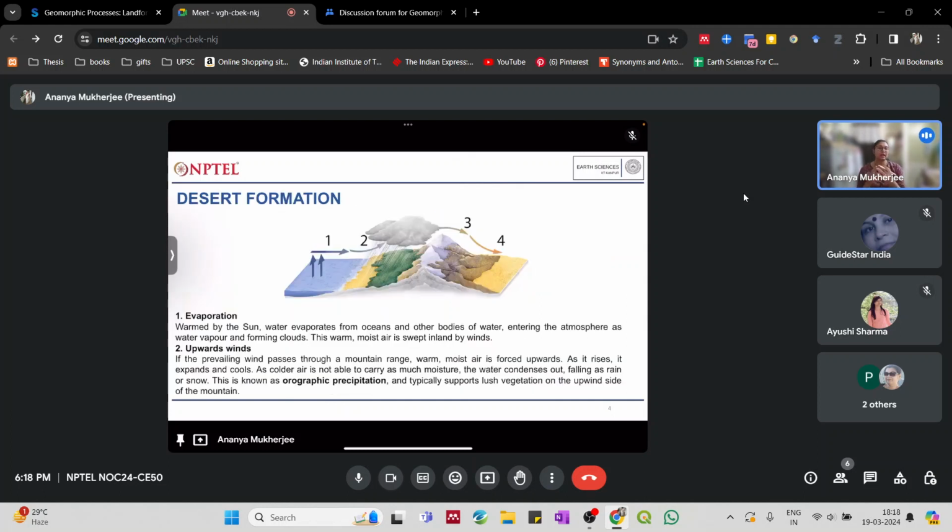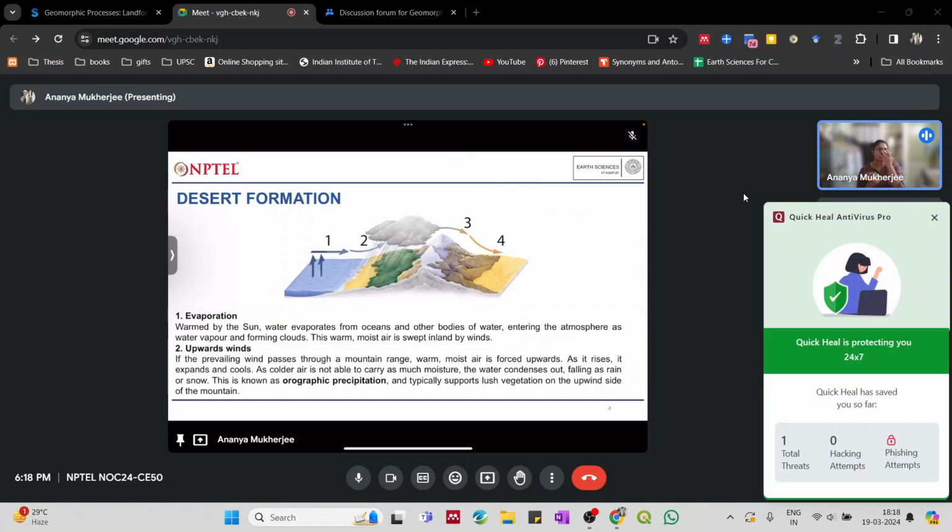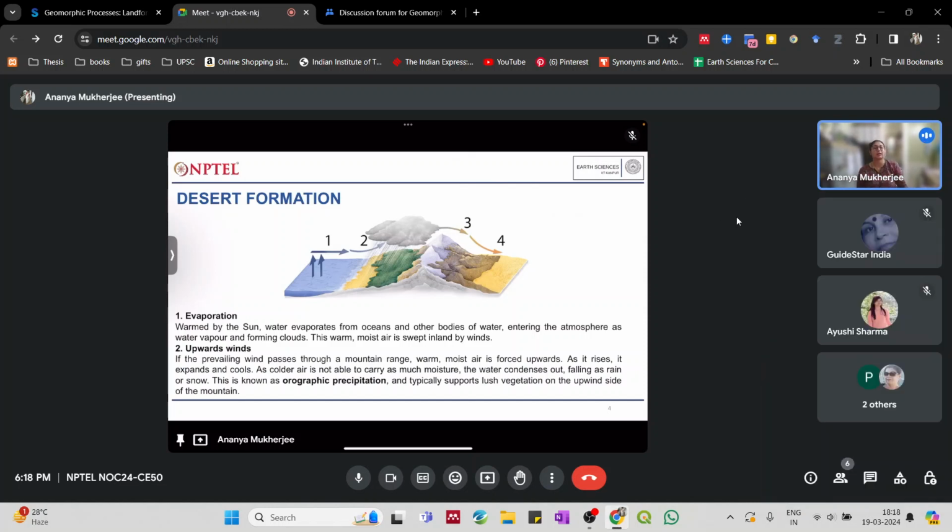So now let's see how a desert actually forms. As I had mentioned the term rain shadow region, that is a very important phenomenon that helps in desert formation. So let us see how precipitation plays a role in the formation of a desert.